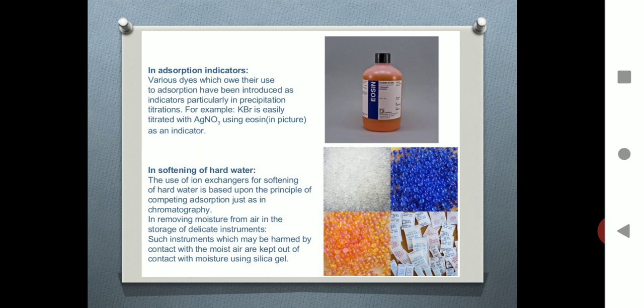Then in softening of hard water, we again make use of ion exchange resins which function on the principle of adsorption. Also, in order to remove moisture, to make certain articles dry, we make use of silica gel, which is a very good adsorbent and absorbs moisture from the surrounding atmosphere.